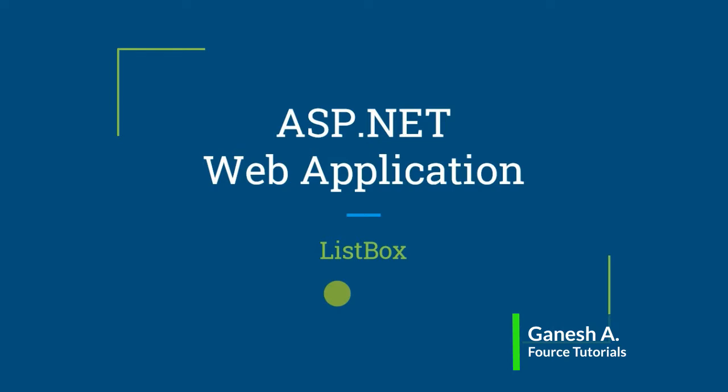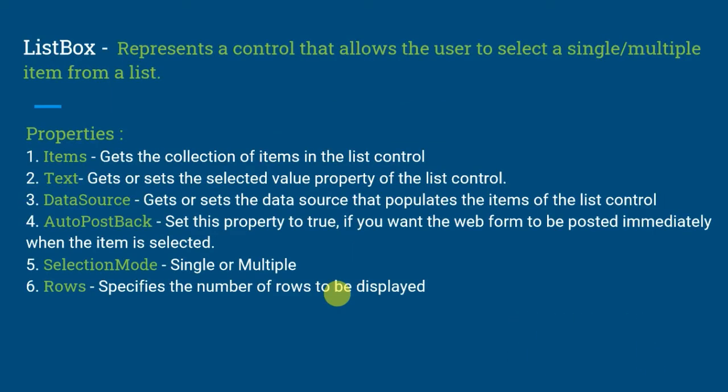The topic that we'll be looking at today is ListBox. A ListBox represents a control that allows the user to select a single or multiple items from a list. Let's look into the properties: items, text, data source, AutoPostBack. All these four properties are similar to what we have done with our drop-down list as well. The data source part, which is related to database, I will cover in one of the future videos. Selection mode and rows are two unique properties that are associated with the list box.